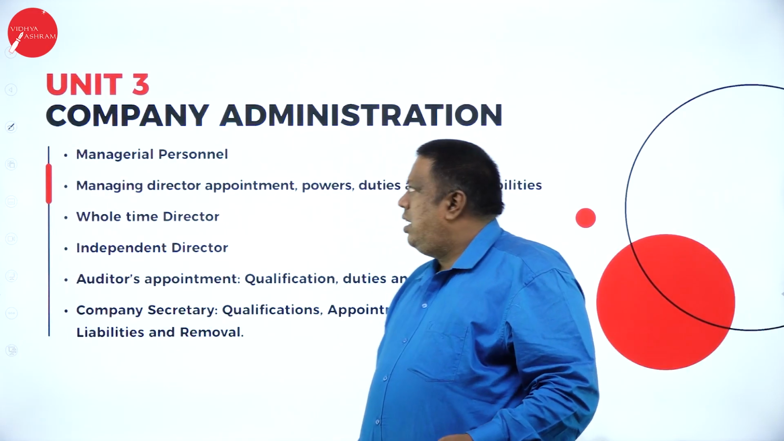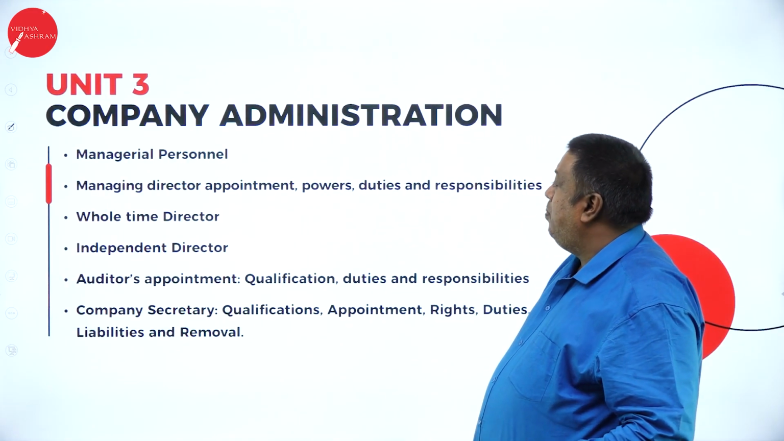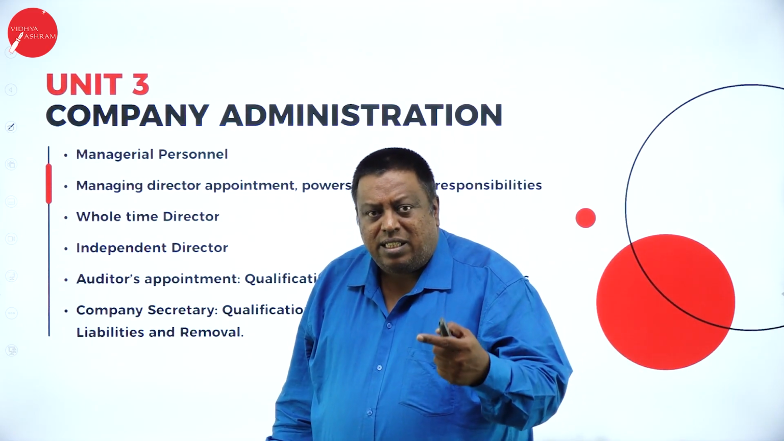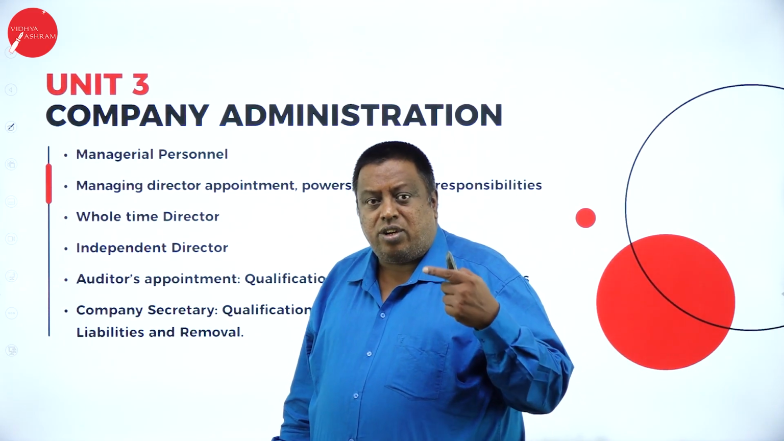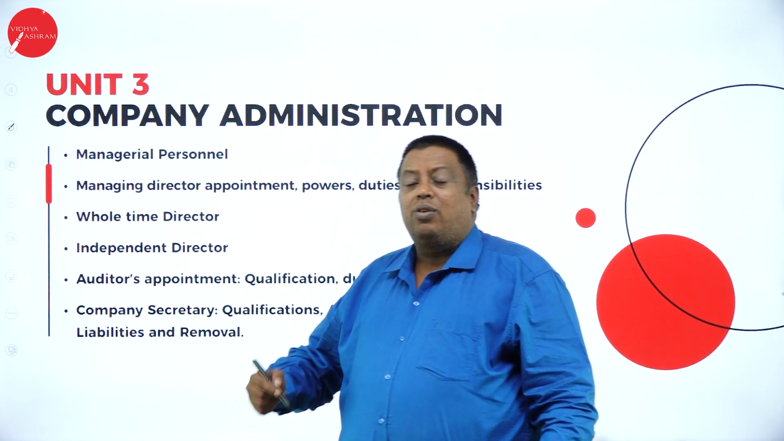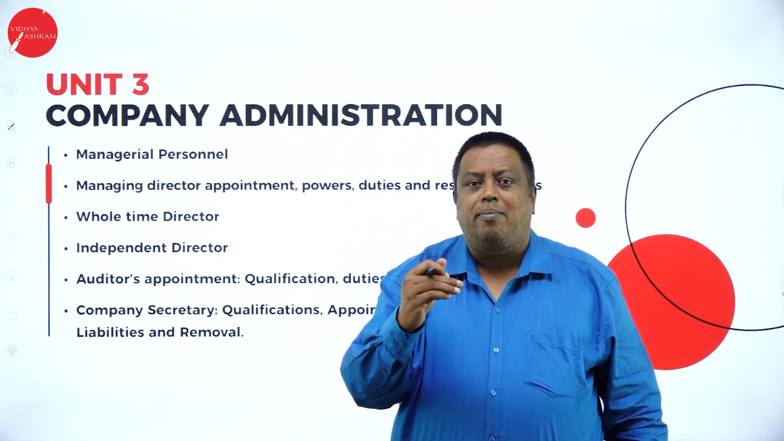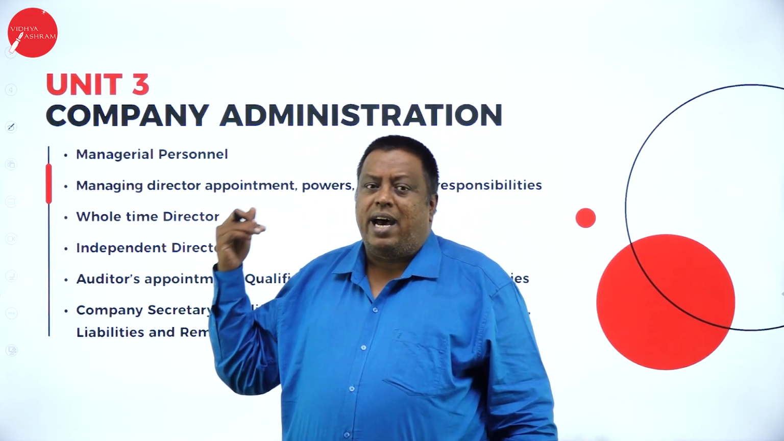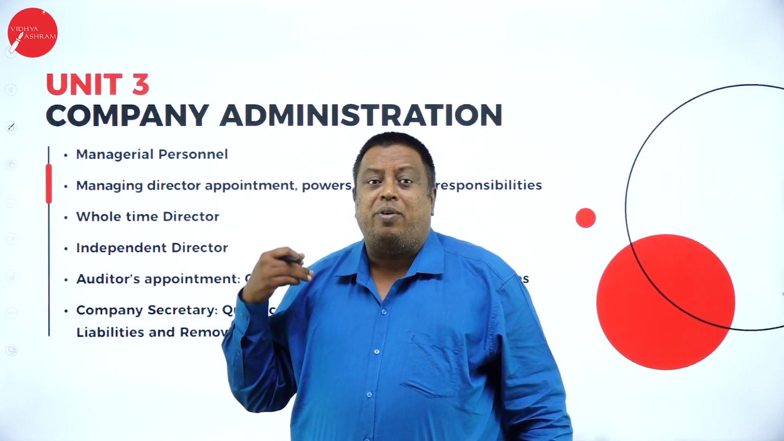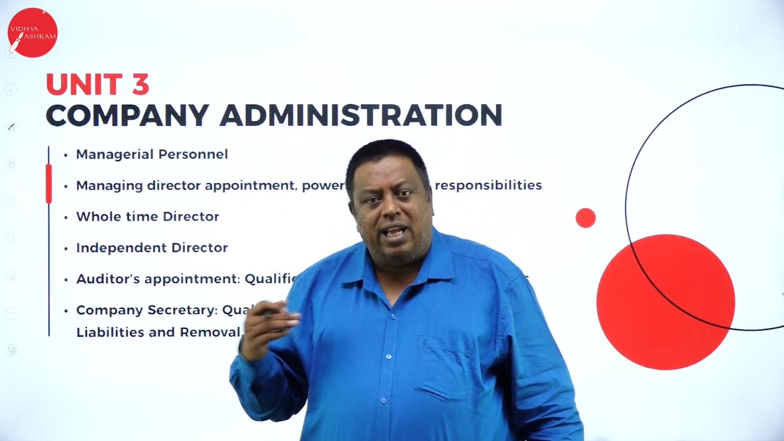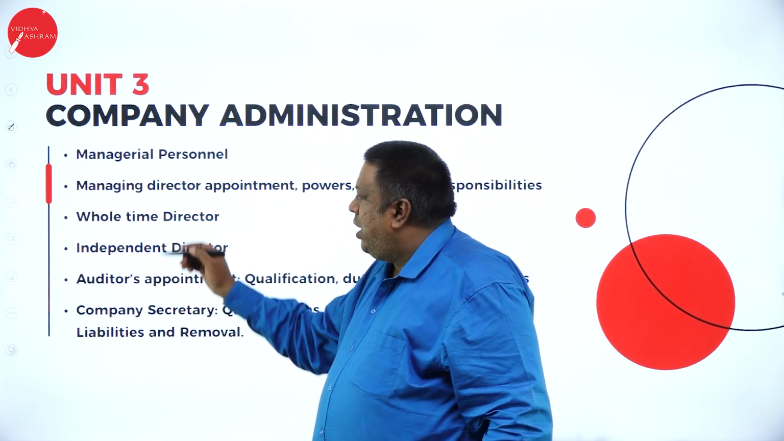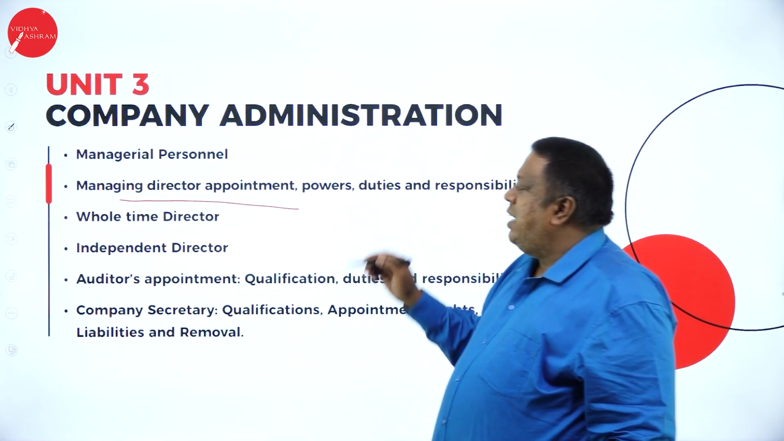The next, third unit we have here is company administration. The name itself indicates what it means: who has to control the company, who has to guide the company, who has to manage the company, who has to supervise the company. All those points and whatever doubts we have, we are going to learn easily. Who is the managing director?